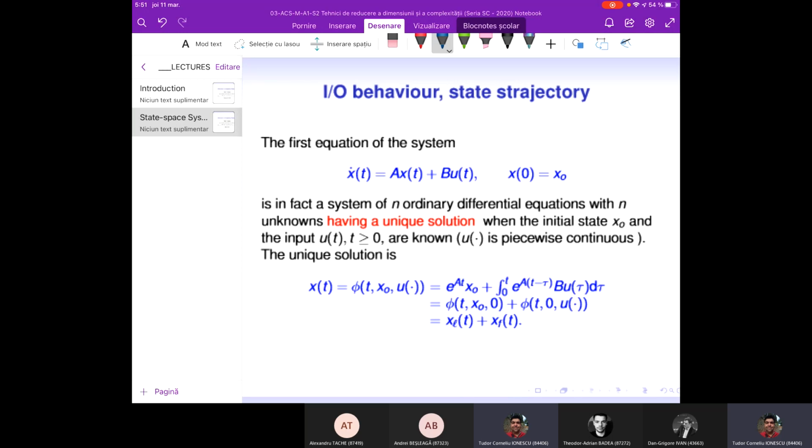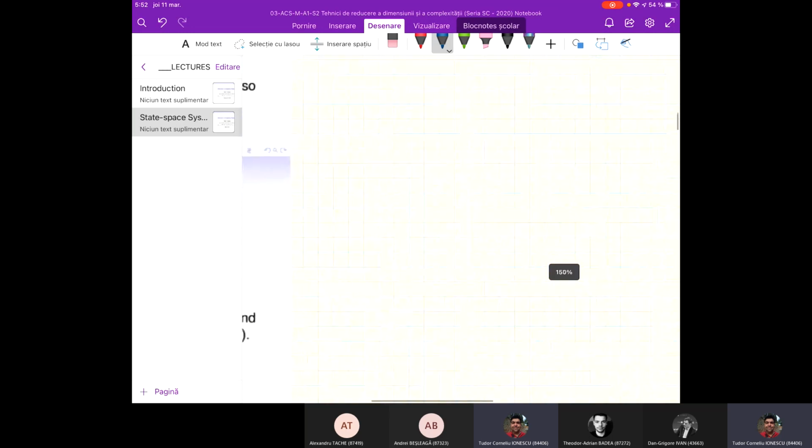So the first equation of the system, x dot is Ax plus Bu with the initial condition x of 0 is x naught, is in fact a system of n ordinary differential equations with n unknowns, having a unique solution because of its special form, when the initial state and the input are known and fixed. What is the unique solution of this system? This is the first main question.